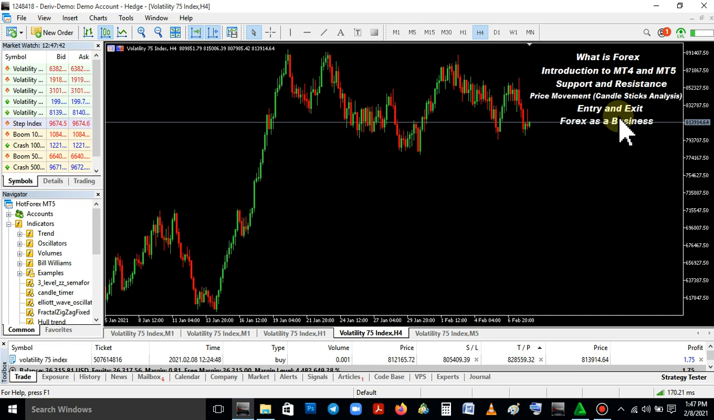So what is Forex? You already know what Forex is. I already told us Forex is the exchange of currency between one nation and another nation, or between one organization and another organization. That is Forex trading. And MT4, that's MetaTrader 4 or MetaTrader 5, are the applications or platforms through which we trade this Forex.